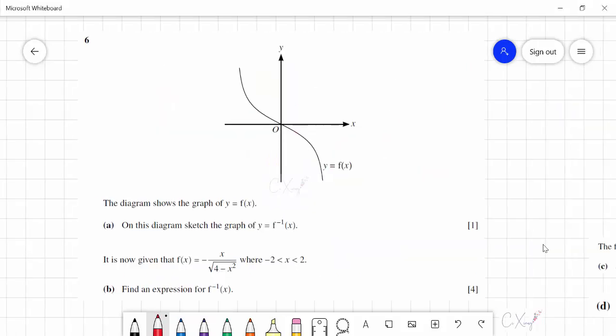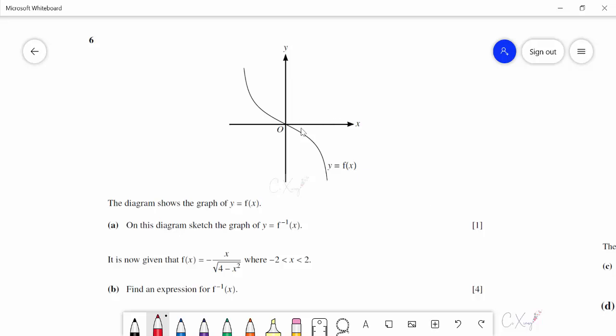Now we come to question number 6. They give us a diagram, and from this diagram, they are telling us that this is y equals f(x). On the same diagram, they want us to sketch the inverse function. The inverse function and the original function have a relationship: they reflect each other in the line y equals x.